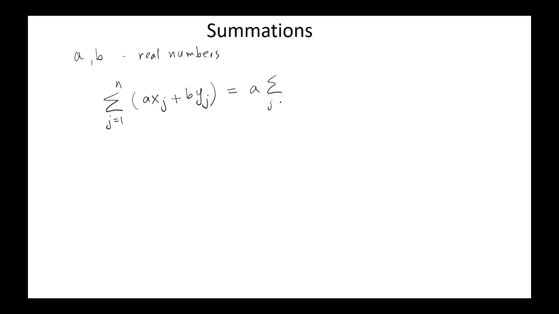The usual laws for arithmetic apply to summation. For example, when a and b are real numbers, we have the summation j from 1 to n of a x_j plus b y_j equals a times the summation j equals 1 to n of x_j plus b times the summation of j equals 1 to n of y_j, where x_1, x_2, etc., x_n, and y_1, y_2, etc., y_n are real numbers.